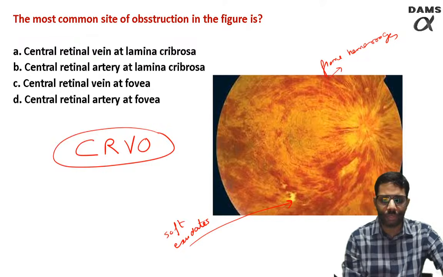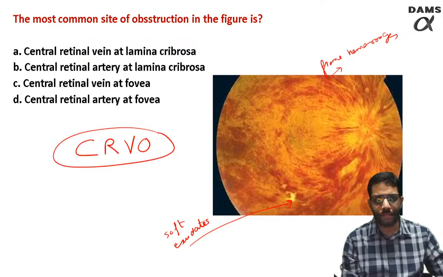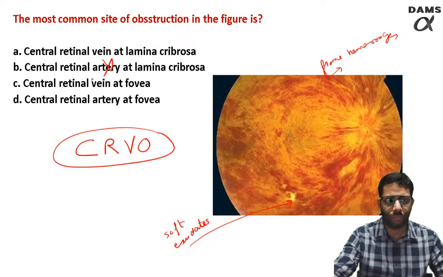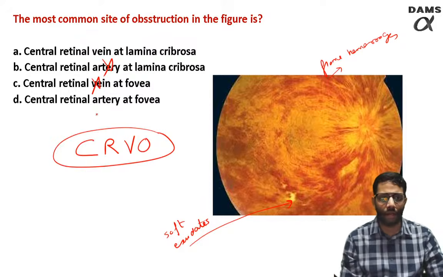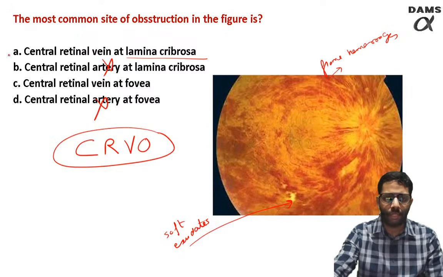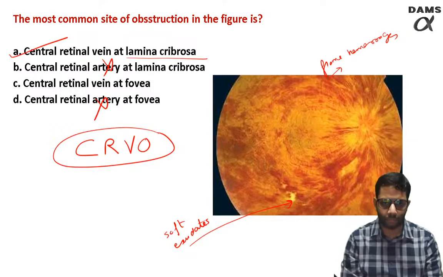Why central? Because the entire retina is having a problem. If it is a problem in one branch, one segment will be affected, that is branch retinal vein occlusion. So the question is, the most common site of obstruction of CRVO is at. So this is the central retinal vein, so artery is ruled out. Not at the fovea, at the optic disc. And which part of the optic disc? From where the optic nerve goes outside, that is known as the lamina cribrosa.